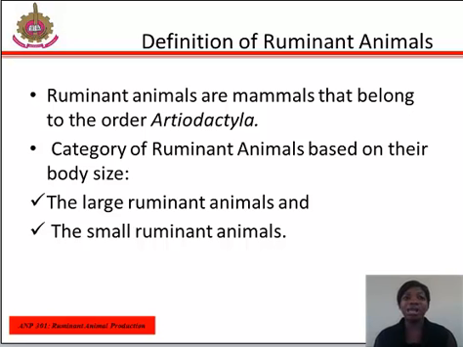Ruminant animals are categorized into 2 main classes based on their body size, which are the large ruminant animals and small ruminant animals. Ruminants have the advantage of the ability to eat and utilize low quality fibrous food that cannot be eaten by human or non-ruminant animals.